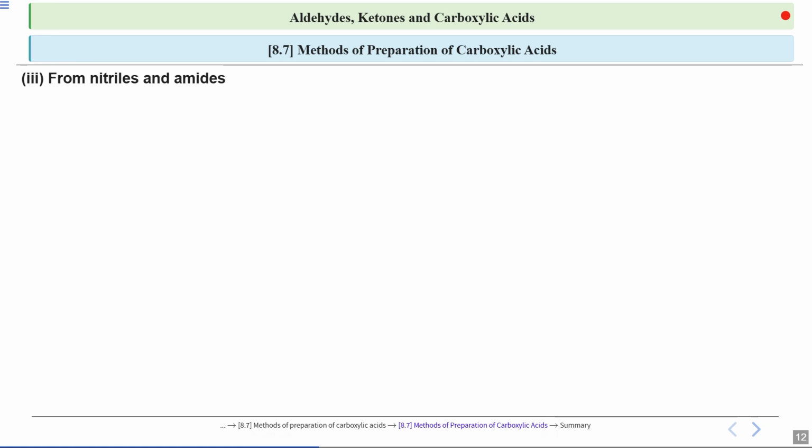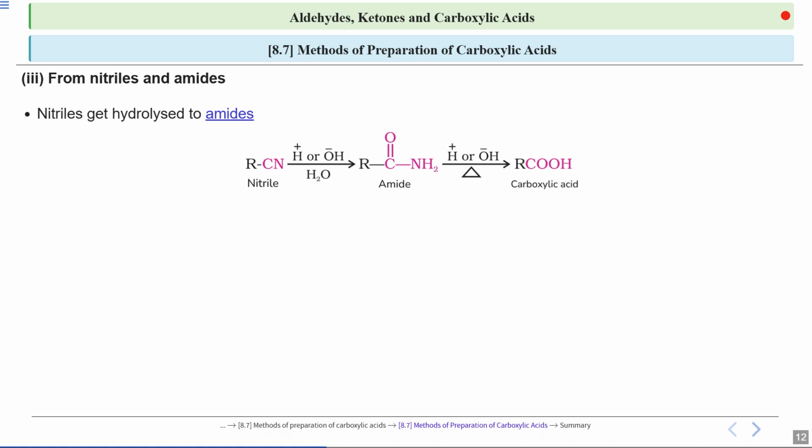Now the third method which we are going to see is from nitriles and amides. We will see how nitriles and amides can be transformed into carboxylic acids. Nitrile groups react with water under acidic or basic conditions, and the hydrolysis converts your nitrile to the amide. So you have the nitrile, R, C triple bond N, and this nitrile group is hydrolyzed to get amides. Amide is R, C double bond O, NH2. This is often an intermediate stage if reaction conditions are mild.